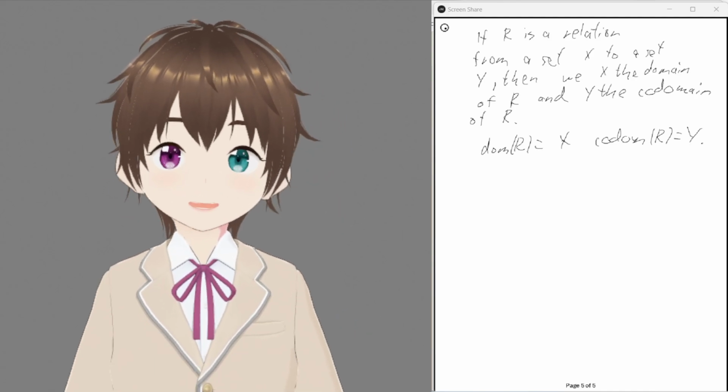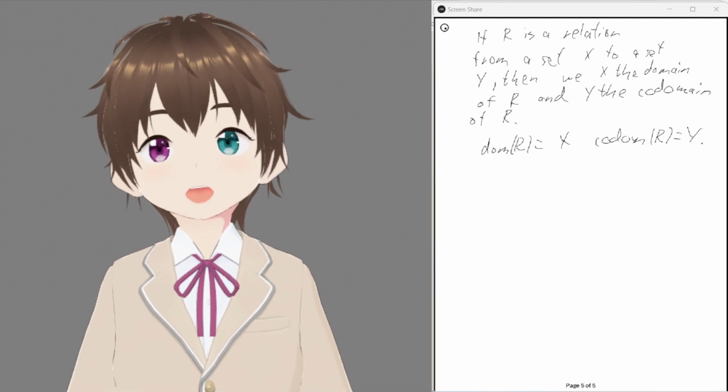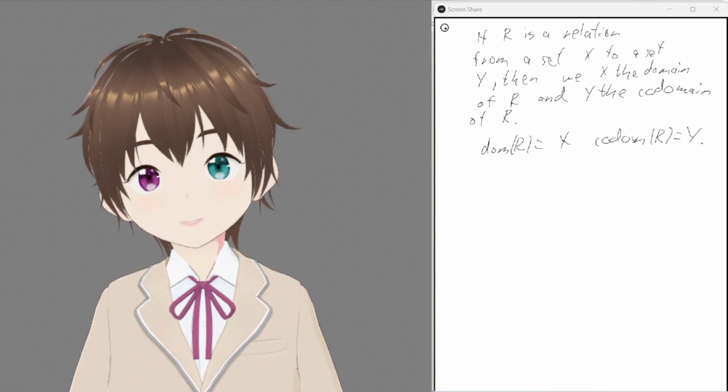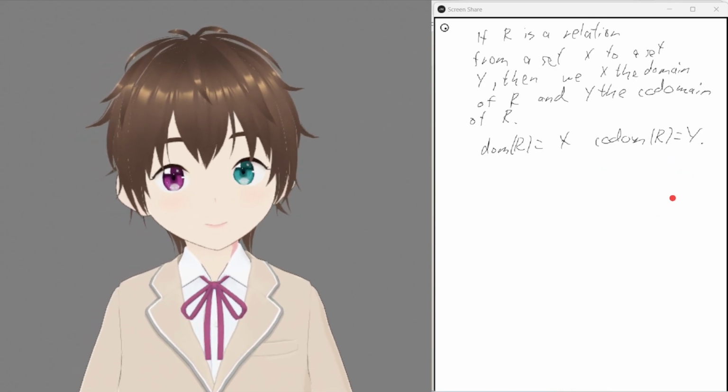And we'll often care about a relation which is defined on a single set. So it's a relation from the set to itself. In this case, we say it's a relation defined on the set. And here, the domain and the codomain will be the same.